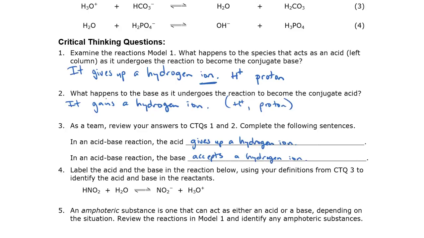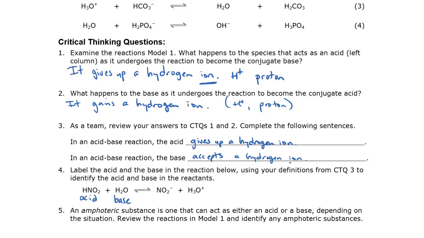Let's apply that to a new situation. So based on our definitions, label the acid and the base in the reaction below. Pause now. All right, is this how you have it? The HNO2 must be making this NO2-, so it lost an H+, so it's the acid. That leaves water as the base because it became H3O+, and that accepted an H+ or a hydrogen ion. Does that make sense?